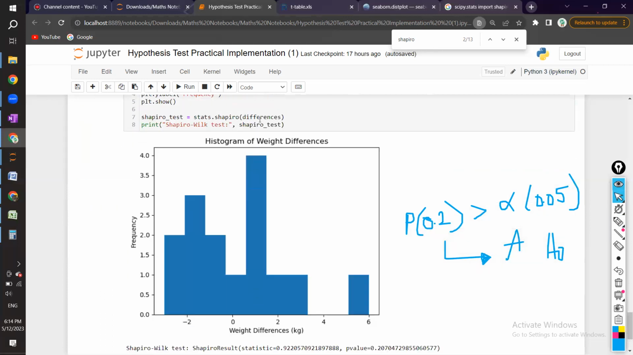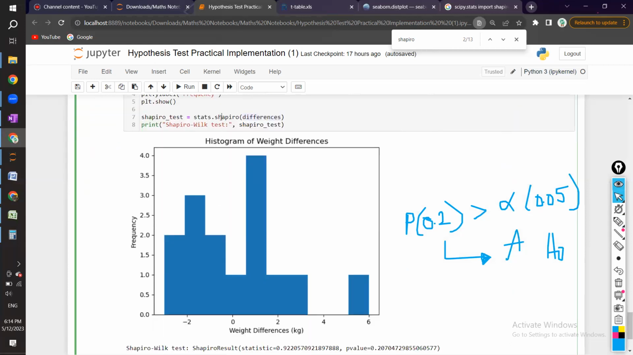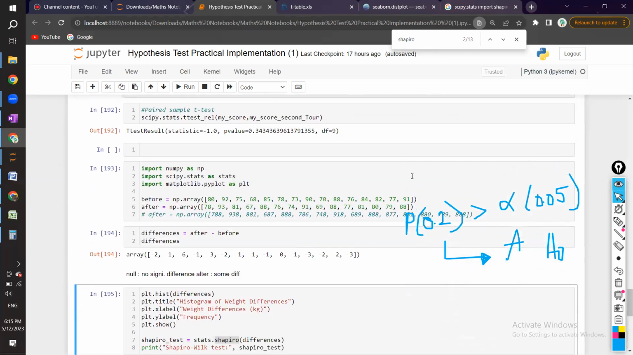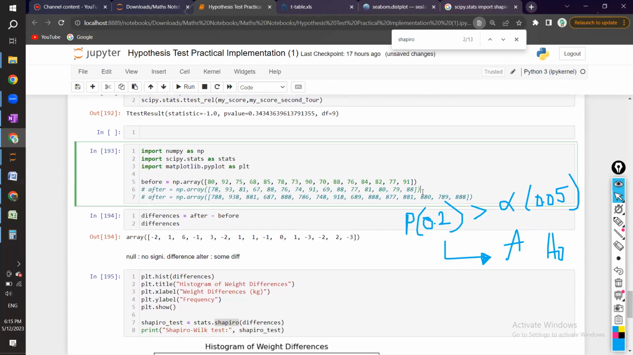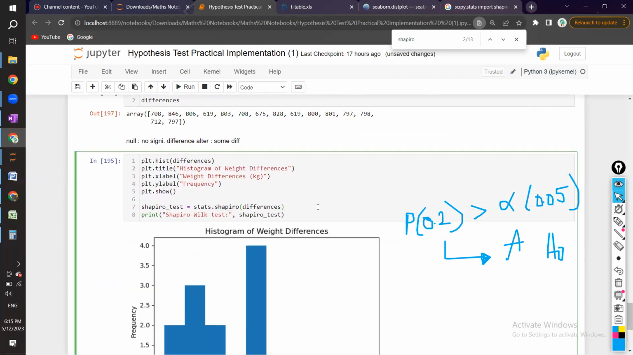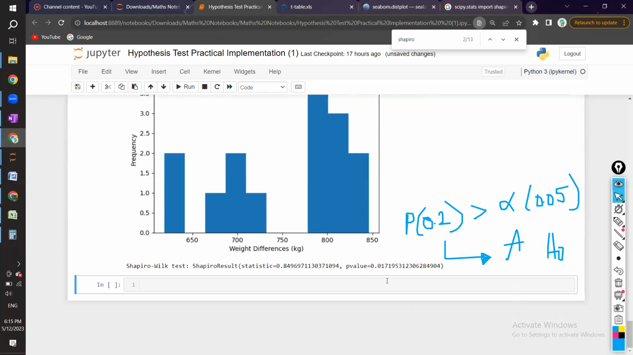That is how you can pass the values to the Shapiro directly, and you can also find it out from the p-value. But let's say I have a very significantly different data set, this is my after values. Now if you see, the difference is extremely high. In that scenario, if I draw a graph, you can see the p-value is 0.01.